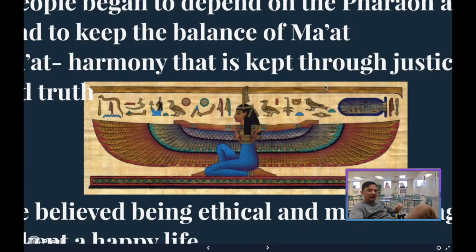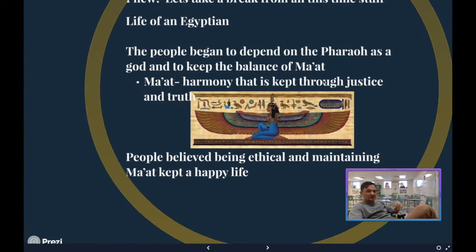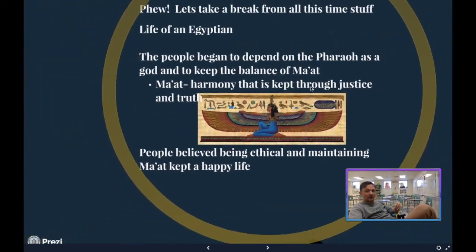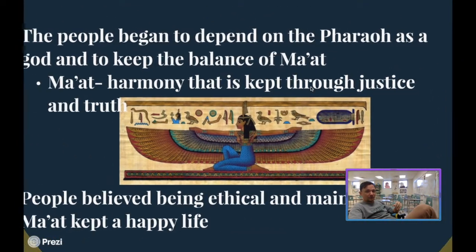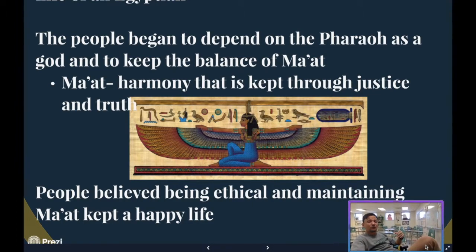So the idea of Maat is that this justice concept, balance and truth, keeps the society from crumbling in on itself, right? People believed that being ethical and maintaining Maat kept you very, very happy. Kind of like karma in essence, right?